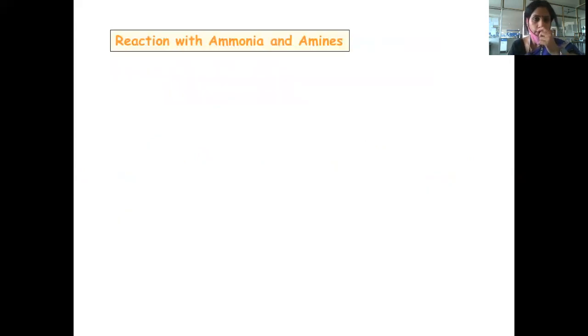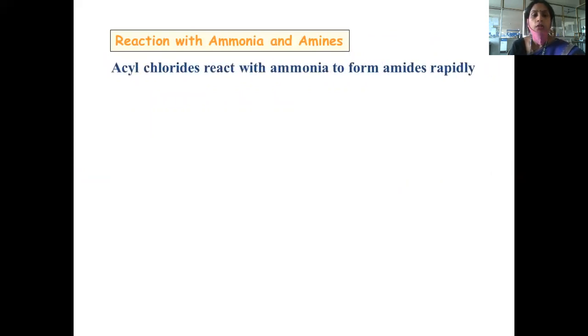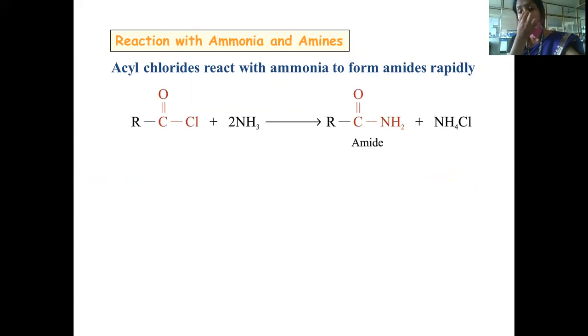Then we see the reaction with ammonia and amines. They react with ammonia to form amides. There are 2 moles of ammonia reacting, and one of them is expelled in the form of the ammonium chloride salt, NH4Cl, and the other one gets incorporated in the molecule and forms RCONH2, that is amide.